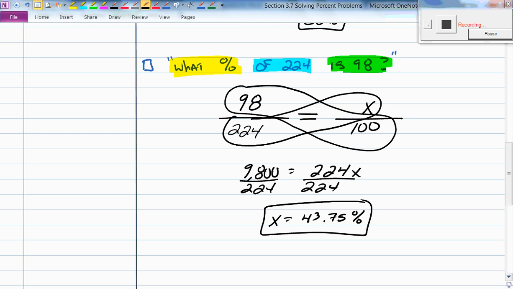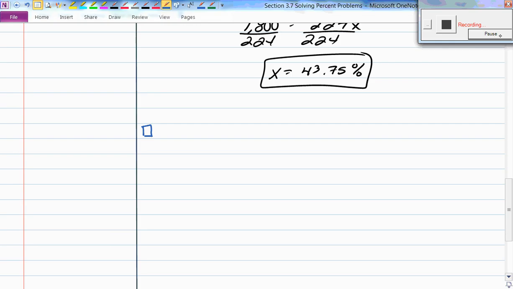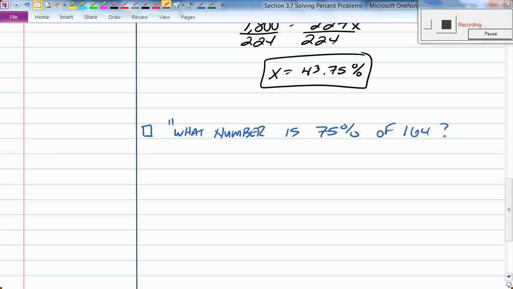I'm going to give you a curveball here. You ready? The curveball says this: what number is 75% of 164? What number is 75% of 164?